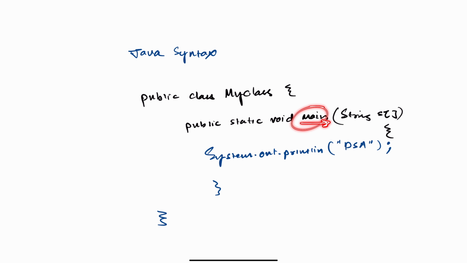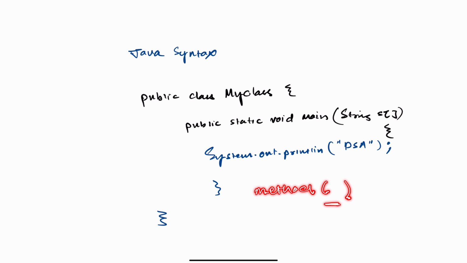What is that entry point? It is main. Now, every method name is followed by parentheses that represent the parameters. It's not necessary that every method will have parameters. I can have a method without any parameters, so I simply open the parenthesis and close the parenthesis.